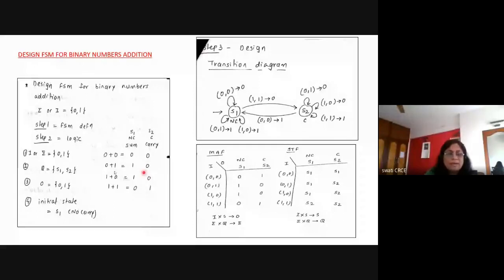So first I'm writing all these 4 types of inputs. I've identified capital I. My capital I is 0, 0, 0, 1, 1, 0, and 1, 1. So like this in my tables when I'm writing, or here when I'm drawing the diagram, I've identified that there are 4 types of inputs: 0, 0, or 0, 1, or 1, 0, or 1, 1. So in my logic I've identified capital I, or sigma.